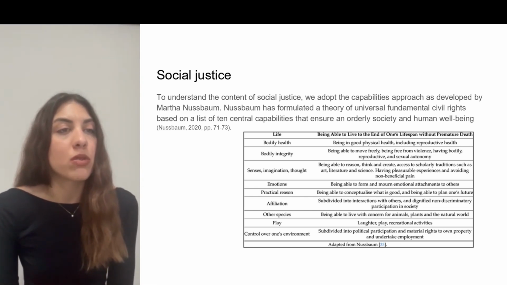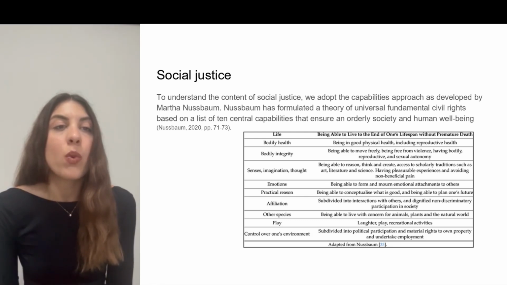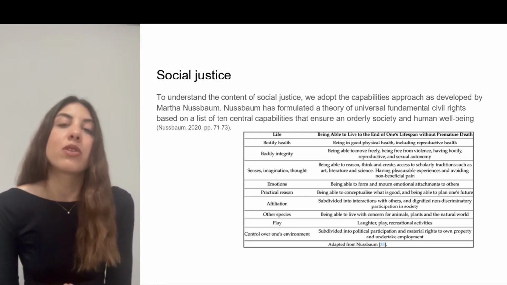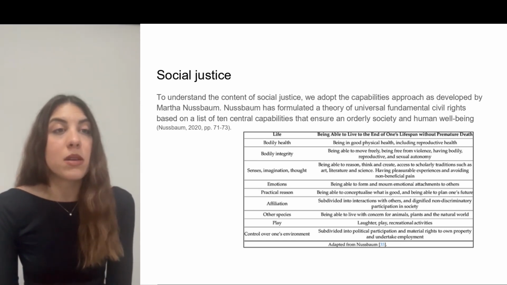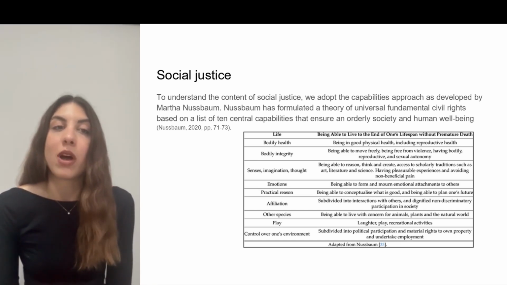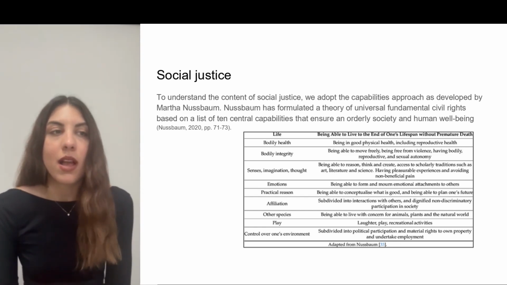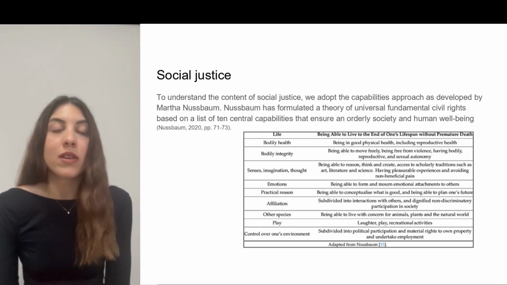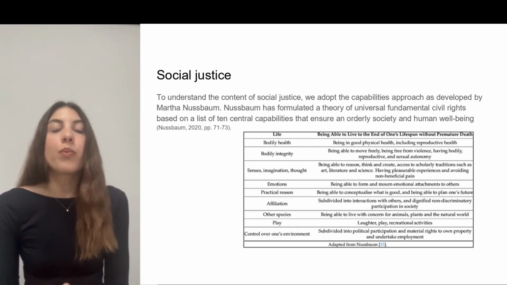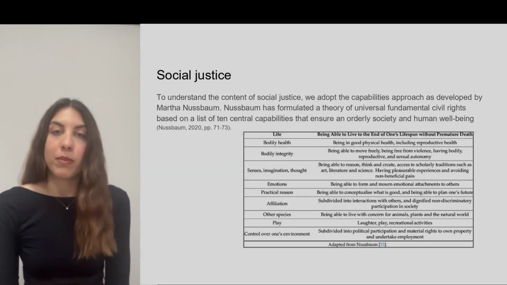Next, affiliation, subdivided into interactions with others and dignified, non-discriminatory participation in society. Other species, being able to live with concern for animals, plants and the natural world. Another very important one, play: laughter and recreational activities. And the last one, control over one's environment, subdivided into political participation and material rights to own property and undertake employment.